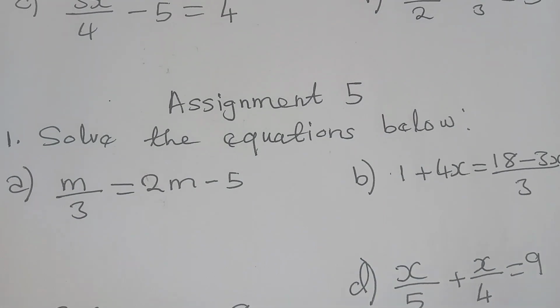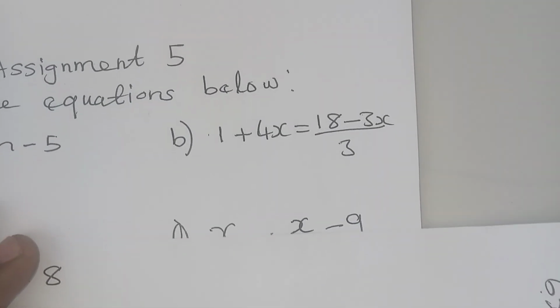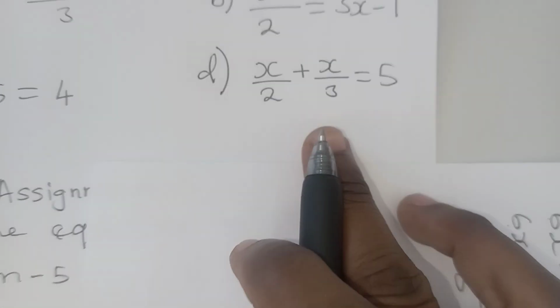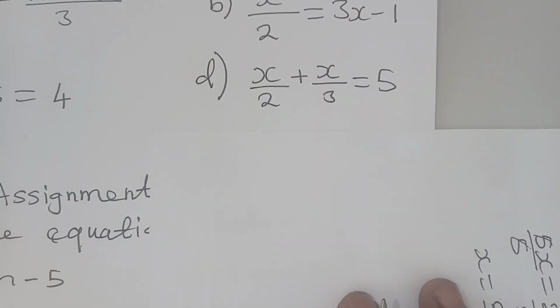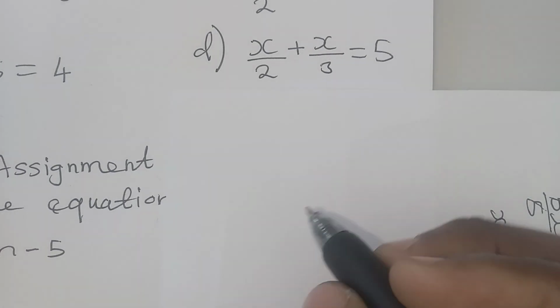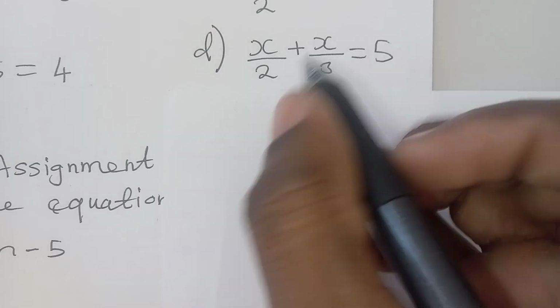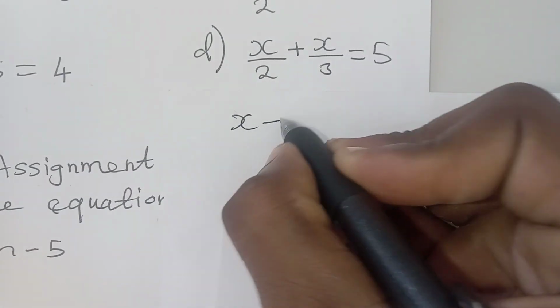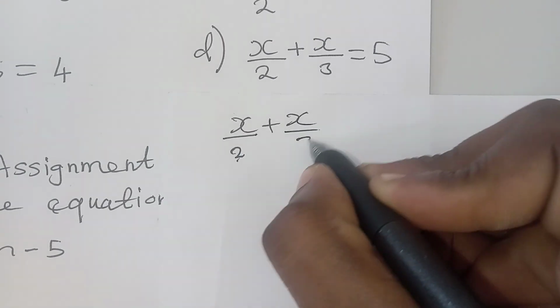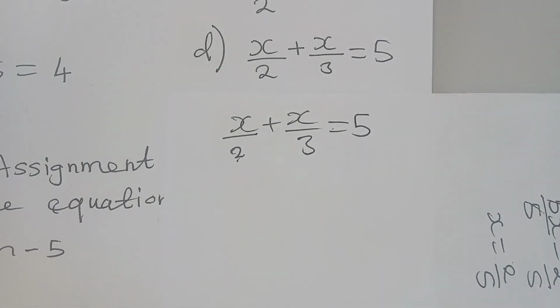Then we can solve the last problem. The last one is this one here, a bit unique, but it uses the same ideas as in the first 3 examples. So I have x over 2 plus x over 3 is 5.